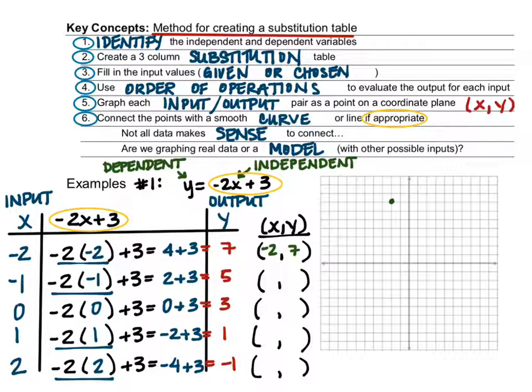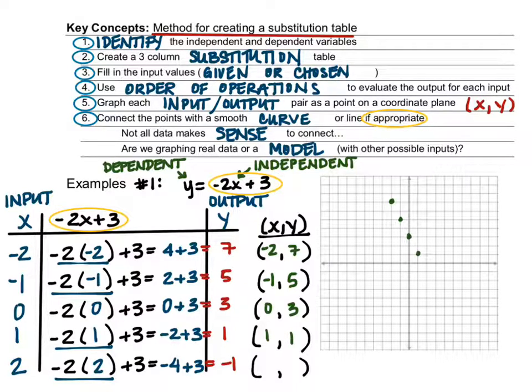And we've been graphing real life data, so that makes sense for us. When we work with the next data point, we're going to write in negative 1 and 5. So we're going to go 1 to the left and 5 up. So you can see that on the graph. Then we'll graph the data point 0, 3.